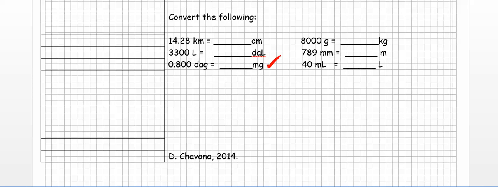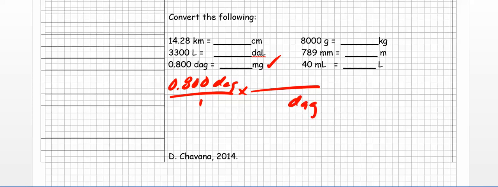So here we've got 0.800, and that's decagrams. All right? Decagrams, just like that. I'll put that over 1, and then I'm going to multiply that by, now again, decagram is not a unit, milligram is not the basic unit, neither one of the basic units, so I have to go through the basic unit. Decagrams on the upper left, decagrams on the lower right, just like that.